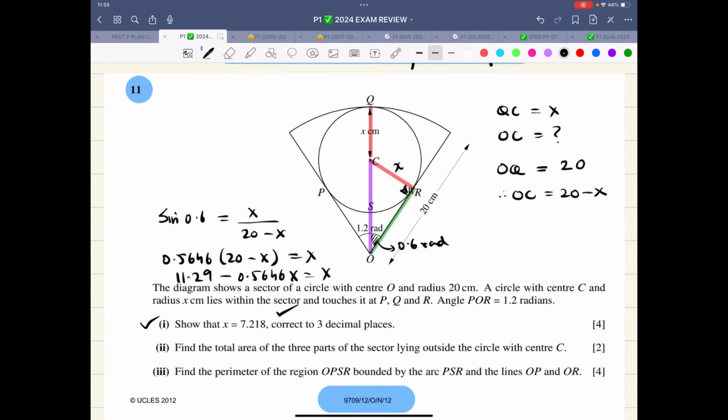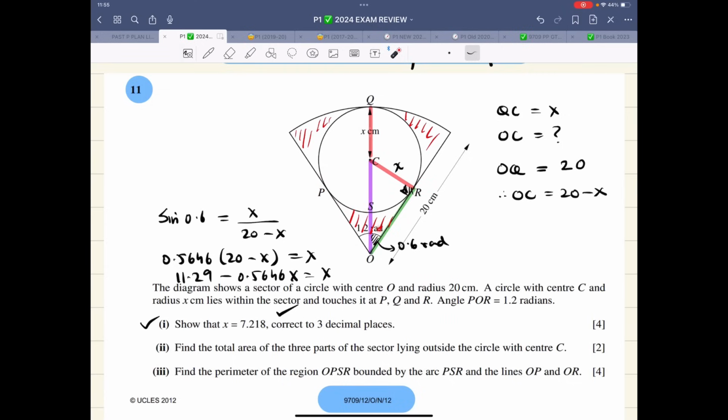So that was the strange kind of question that you have come across. This is of November 2012. And then it's all about finding the area of this and area of this and area of this. So that is the area of the big sector minus the circle, and you get this thing. Find the area of region OPSR bounded by the arc PSR. So where is PSR? That's PSR, like this.